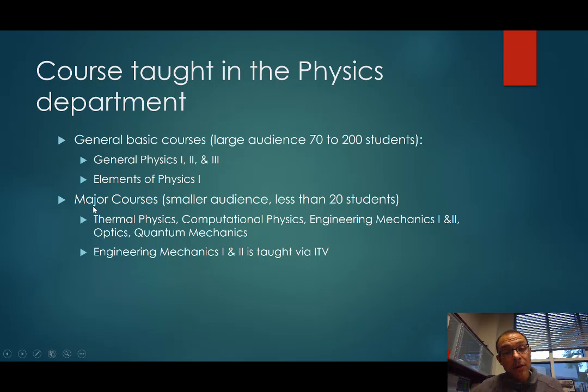And then we have the major courses. These are courses like thermal physics, computational physics, engineering mechanics 1 and 2, and quantum mechanics. These courses typically have fewer than 20 students, and we teach them in a different way. One comment about engineering mechanics is that it is also taught via ITV. So when I teach the students here at SRU, I'm also teaching students at Edinburgh University.